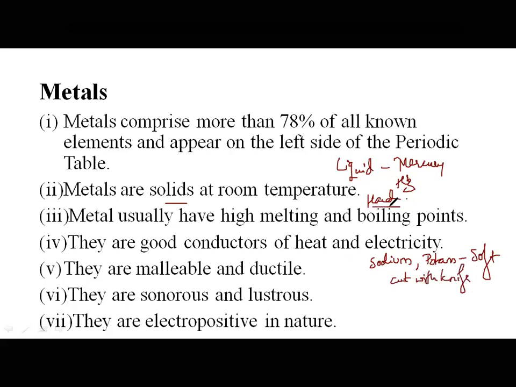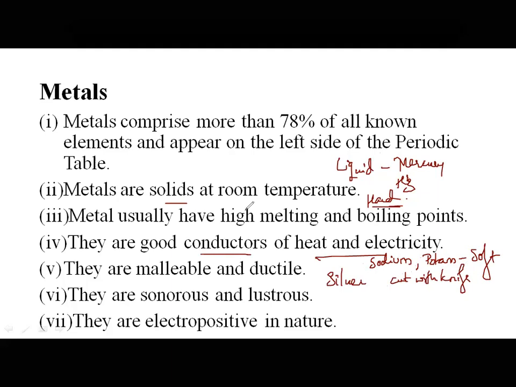So usually metals are hard, but certain metals like sodium and potassium are soft and can even be cut with a knife. They are good conductors of heat and electricity. Yes, the best conductor of heat and electricity is silver. So they are called conductors. They conduct heat and electricity. They are malleable and ductile.